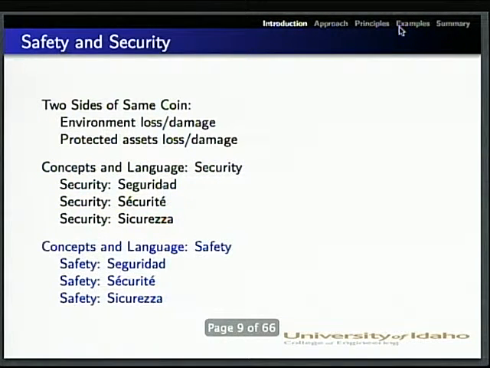Now, if you translate safety into Spanish, French, and Italian, that's what you get. Do you see the similarity? In many languages, security and safety are actually the same concept, or at least there is one concept that encompasses both of the concepts that in English we call security and safety.